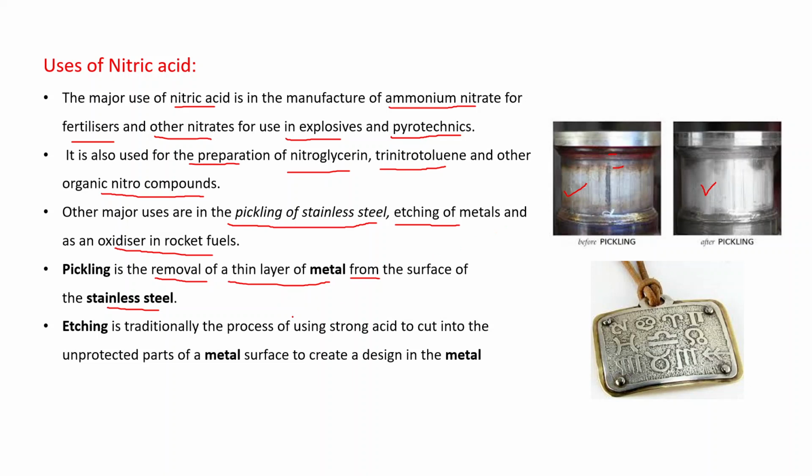And what is the meaning of etching of metals? Etching is traditionally the process of using strong acid to cut into the unprotected parts of a metal surface to create a design in the metal. You can see this is the diagram representing the etching of the metal.